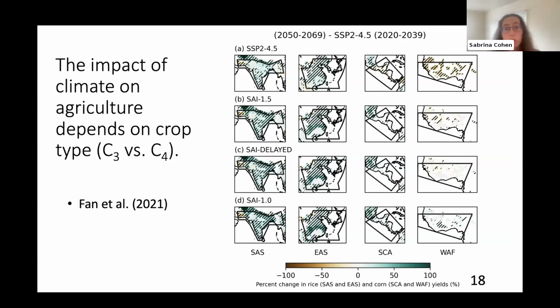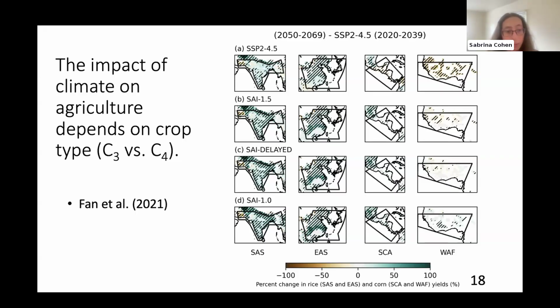There are benefits and drawbacks to each type of plant. So C3 plants, for example rice and wheat, open their stomata a relatively large amount to undergo photosynthesis. And the benefit of that is, for example, if there's CO2 fertilization, if there are higher CO2 levels in the atmosphere, they benefit more from that because they have more CO2. But if they open their stomata more, that means they lose more water. So that's very detrimental in situations of heat and drought.